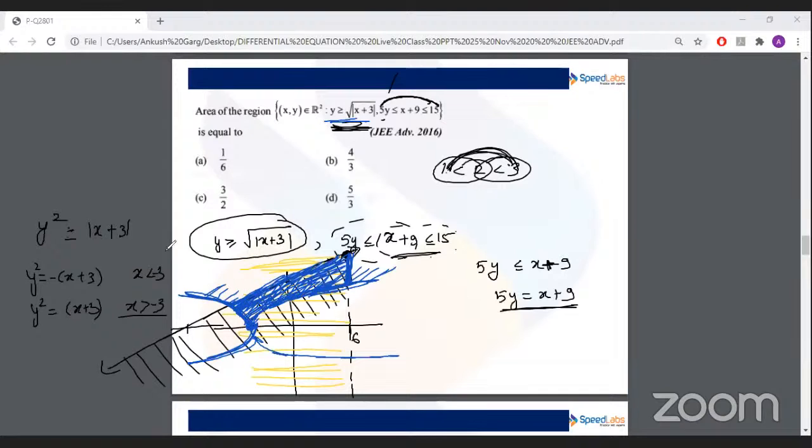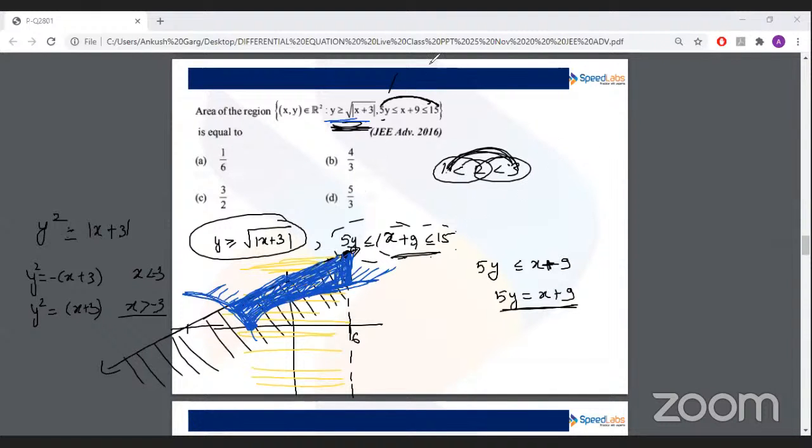right? There will be two parabolas. One is y square equal to x plus 3, this branch, and y square equal to minus of x plus 3, this branch. Okay, and obviously you can see this negative part won't come over here. You won't get any graph in the negative. Why? Because y is equal to root of mod of x plus 3, so the value of y can never be negative here. So this is the actual area which we are talking about.